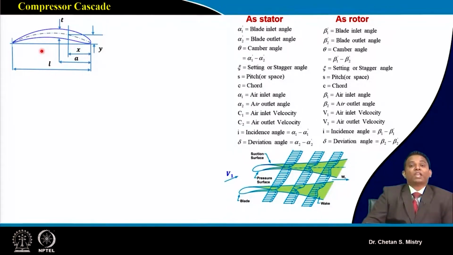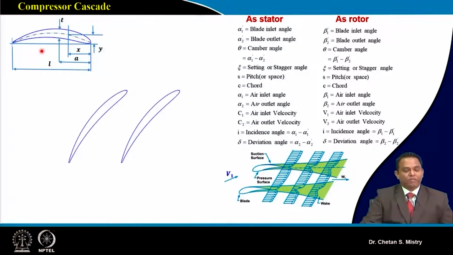They are having different equations for the pressure surface, and different equations for the suction surface, and based on that, new kinds of aerofoils are being developed. Initially, people start with already standardly available aerofoils, and later on they modify them as per the requirement. So let's try to understand what our cascade is.